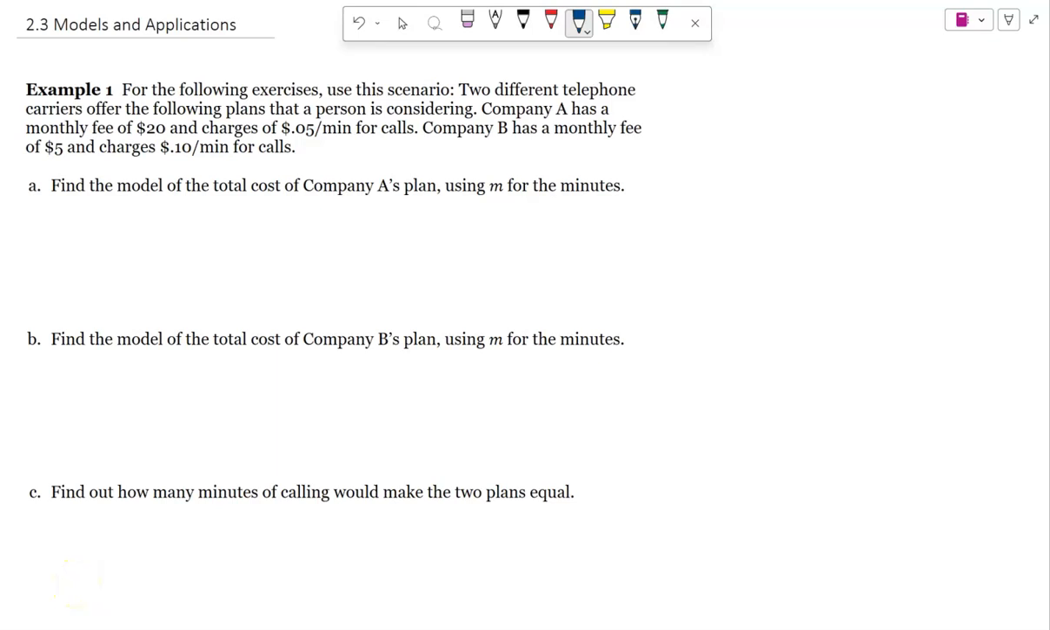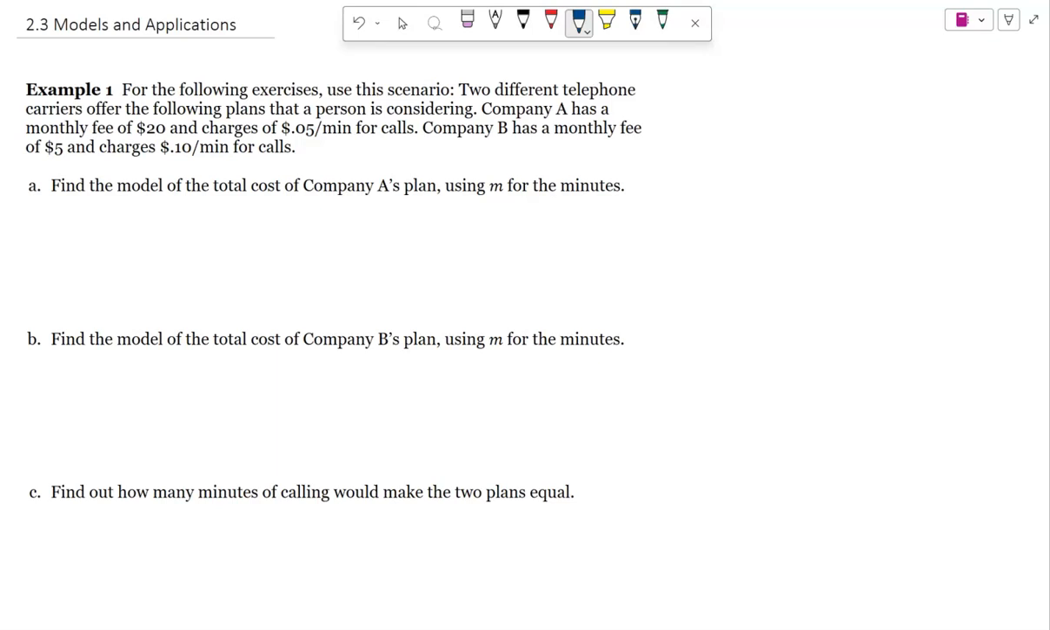In this section, we are going to be looking at using models to solve application problems. A model is a fancy way of saying an equation, and an application problem is one that's usually listed as a word problem, where we're often trying to find ways to either make the most money in a given scenario or minimize our costs.